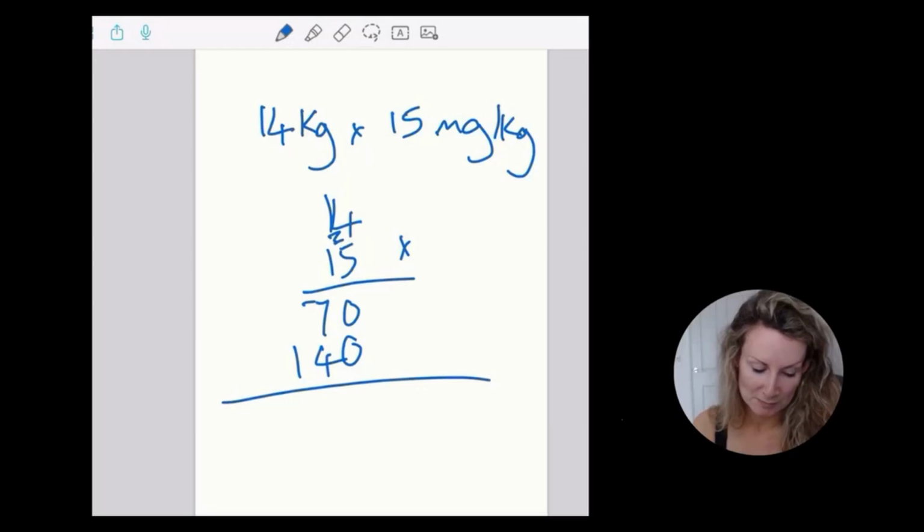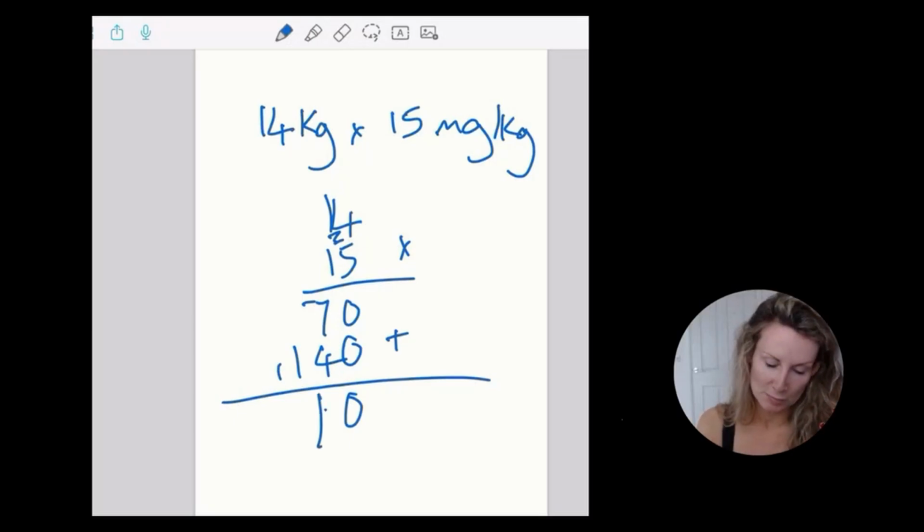Now what are you going to do? Add them together. So nothing add nothing. 4 is 7, 7, 8, 9, 10, 11. 1 down, 1 up, 1 at. Yeah. 1, it's 2. 2 for 210 milligrams.